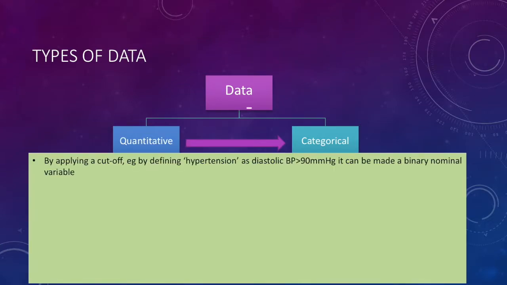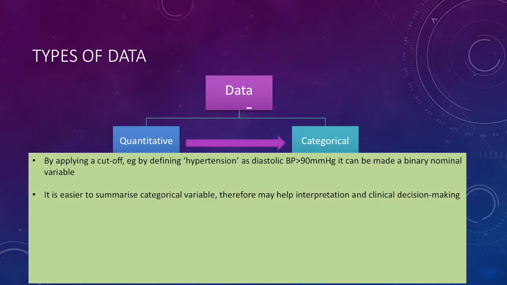Now, quantitative data can be converted to categorical data. For example, if you use blood pressure as a variable, you can define hypertension as a diastolic blood pressure of more than 90 millimeters of mercury and therefore convert a quantitative data point into a binary nominal variable, hypertensive or not hypertensive. But why would you want to do that? The reason is because sometimes it's easier to summarize categorical variables, and this may help in your interpretation of your results and also for clinical decision making.